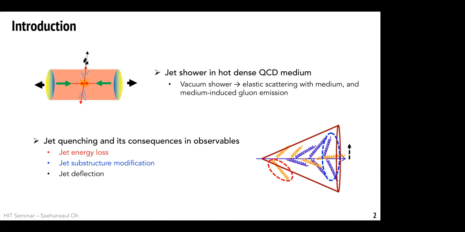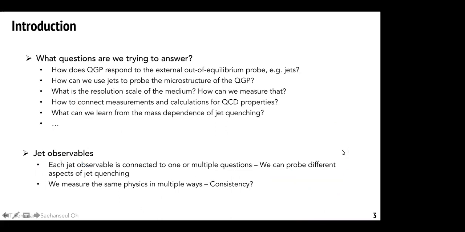And jet quenching has a few consequences in jet observables, and they are usually summarized with three different statements here. One is the jet energy loss, another is jet substructure modification, and the third is jet deflection. These are shown in this picture on the right. And by studying jets in heavy ion collisions, we are trying to answer a few questions.